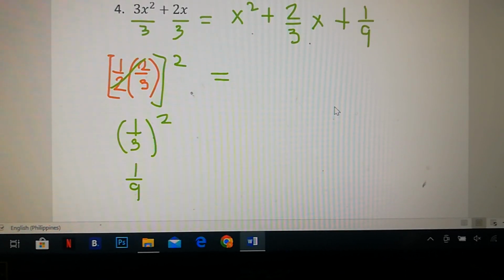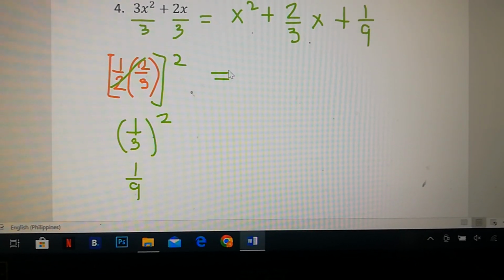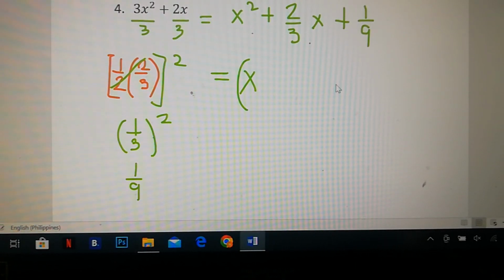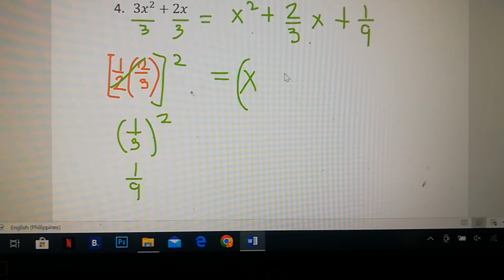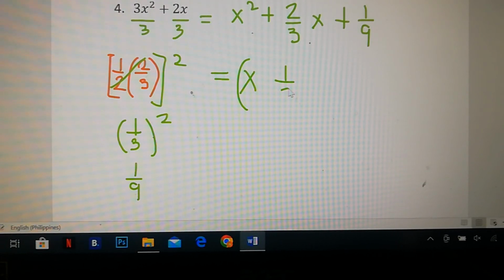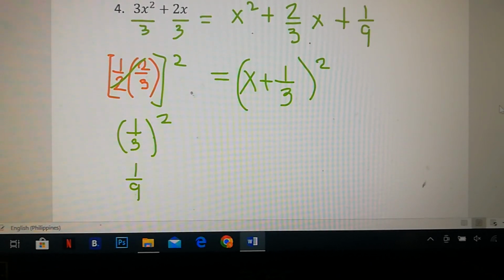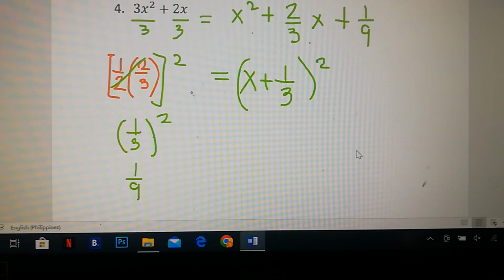Then factor the result. The square root of x squared is x. The square root of 1 over 9 is 1/3. The sign of the middle term is plus. So x plus 1/3, squared. This is now your answer.